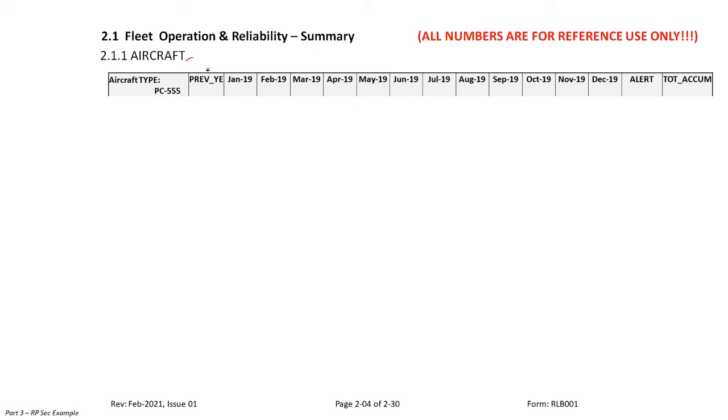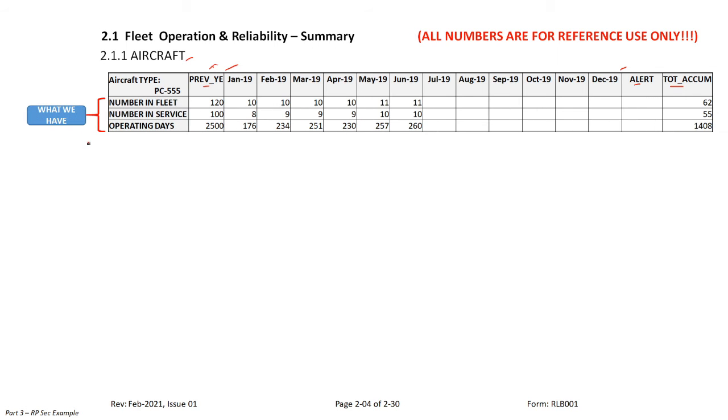The first version is, as you can see, reporting year against previous year. What we have here is previous year information, then reporting year months, I'm using 2019 here, then we have alert level information and total accumulated. What do we have in the rows? In the rows, again, we are going to follow the same logic, same steps.